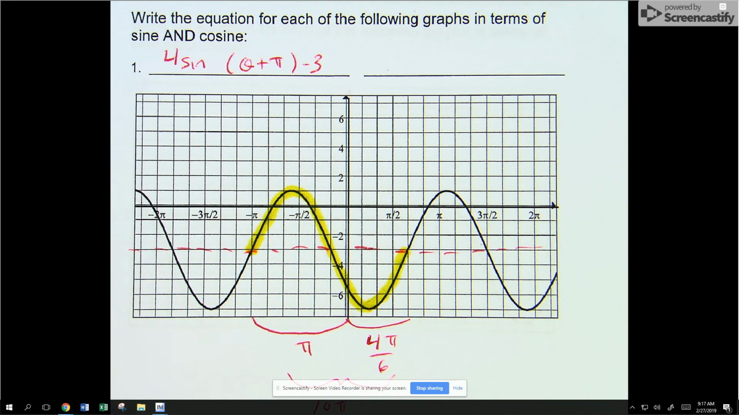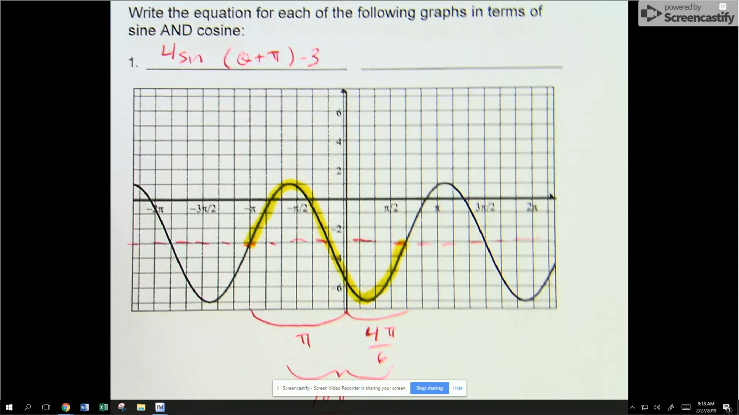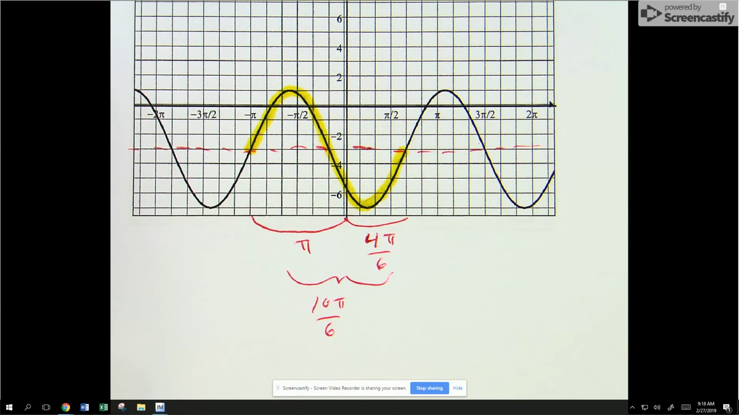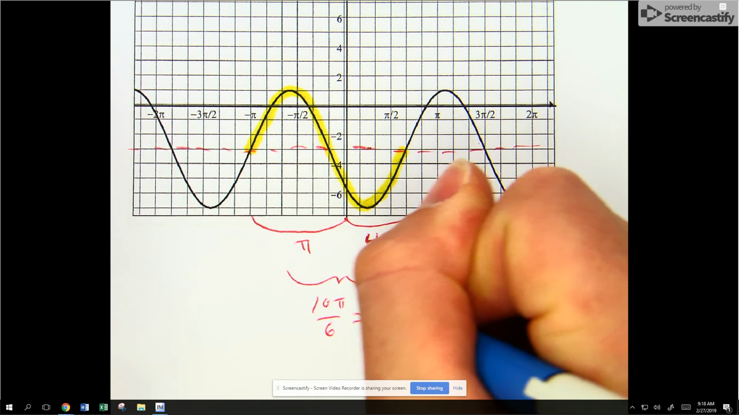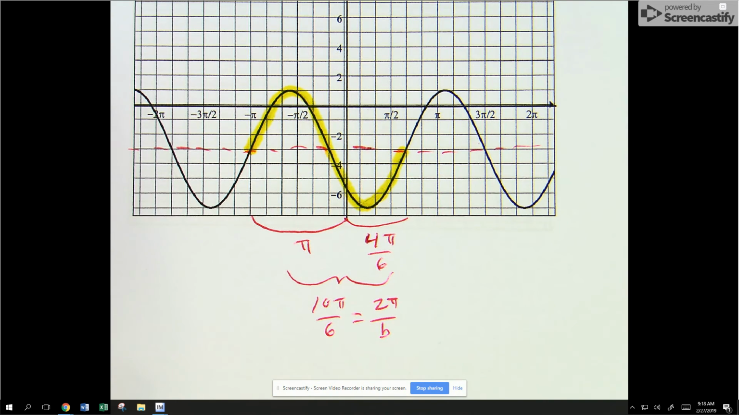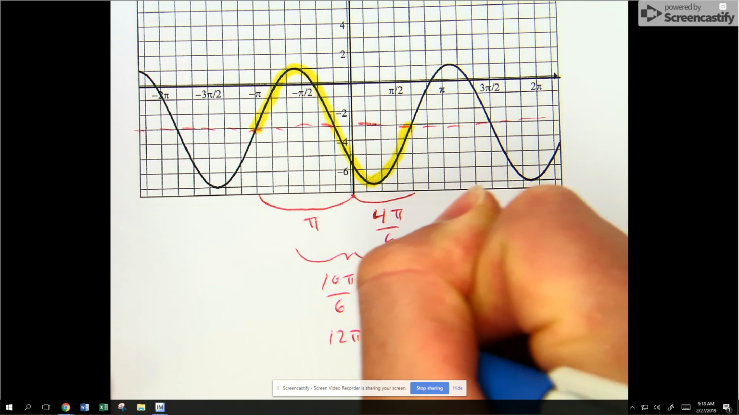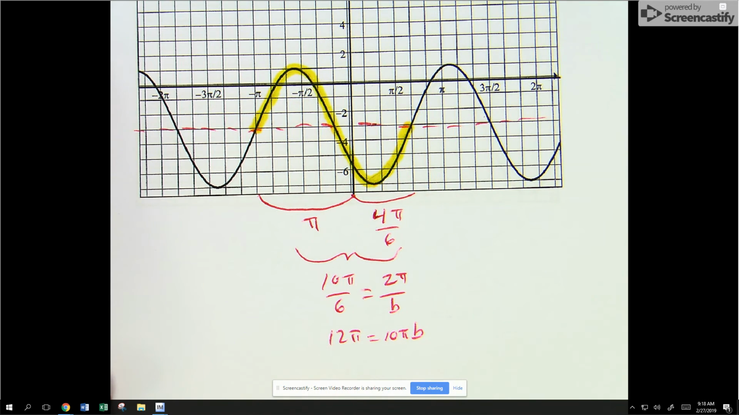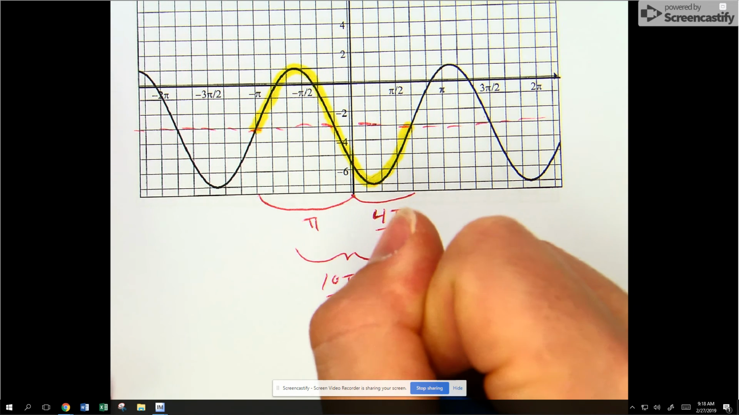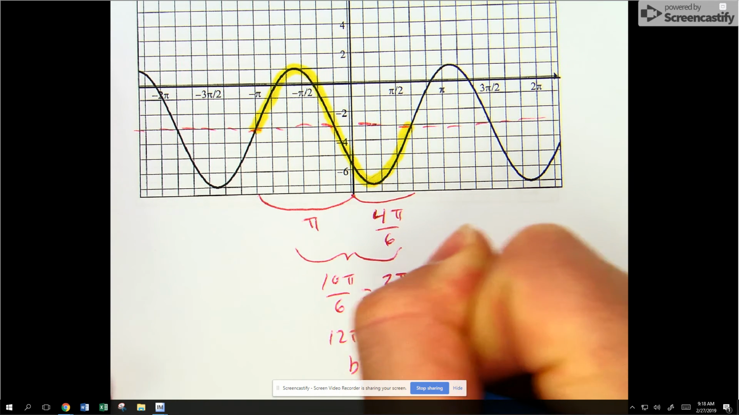Okay, so each tick mark is pi over 6. If you count, it should be 1, 2, 3, 4, 5, 6, 7, 8, 9, 10 tick marks. All right, so 10 tick marks, 10 pi over 6. So what we do now is we can set this equal to 2 pi over b. Cross multiply and divide, and you get 12 pi is equal to 10 pi b, which means b is 12 over 10, or 1.2.